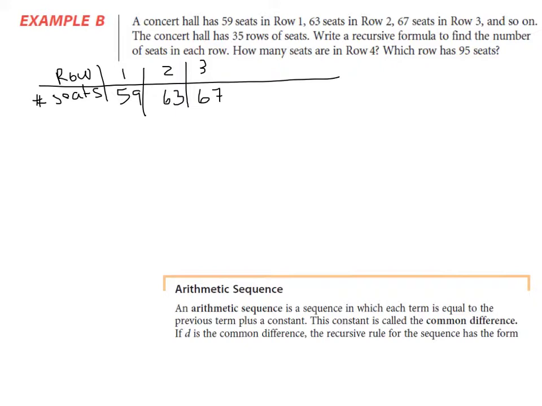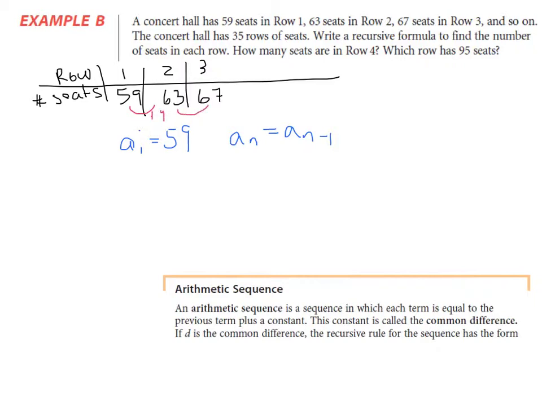So remember, we always need somewhere to start. So a sub 1 equals 59. That means our first row has 59 seats. And for each term, you take the previous term, and we need to figure out what we're doing to that previous term each time. So if we look from 59 to 63, we're adding 4.